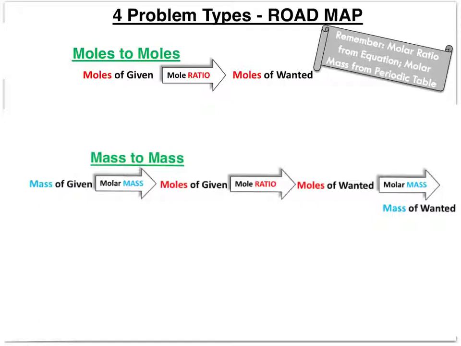Here's the basic roadmap. When working a mole-to-mole problem, you take the moles given, you use a mole ratio step, and that gives you your answer. These are very simple problems, just 2 steps. Whereas a mass-to-mass problem is a 4-step problem. You start with the mass of the given substance, use the molar mass in the periodic table to convert that to moles, use a mole ratio to swap substances, and then do the 4th step of another molar mass of the final substance to gain the answer.